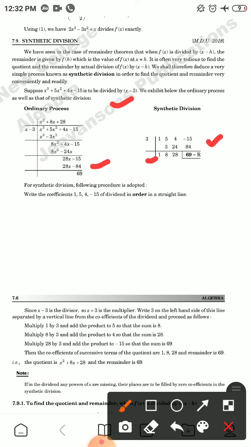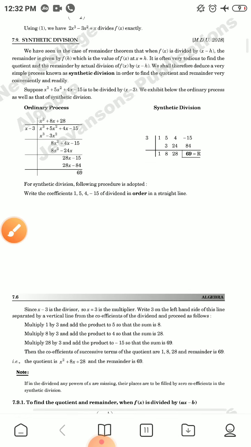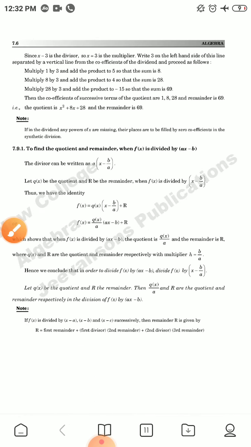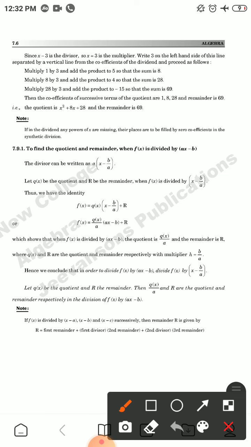For synthetic division, the following procedure is adopted. Write the coefficients 1, 5, 4, -15 of the dividend in order in a straight line. Since x - 3 is the divisor, x = 3 is the multiplier. Write 3 on the left-hand side of this line, separated by a vertical line from the coefficients of the dividend, and proceed as follows.